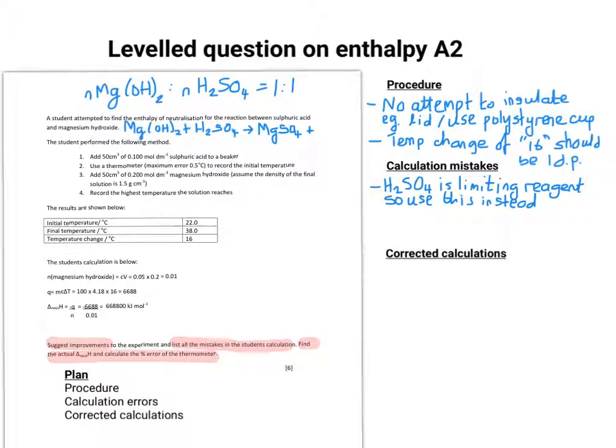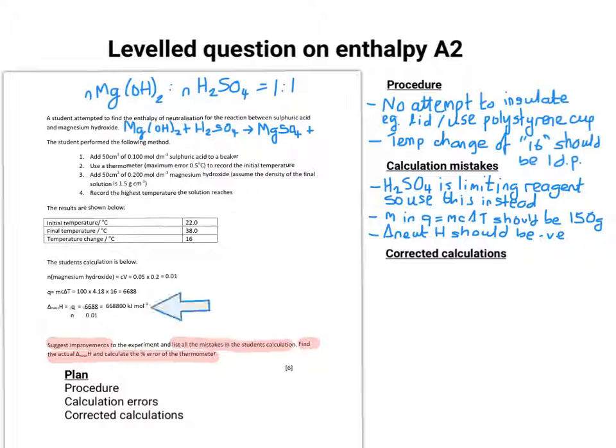The second mistake is the Q equals mc delta T calculation. Because the density of the final solution is 1.5 grams per centimetre cubed, and we had 100 centimetres cubed of it, we needed 150 grams, not 100 grams, as I've indicated with the arrow. Now looking at the value for delta newt H, it should be negative because the reaction is exothermic. I'm just going to move my corrected calculations section down a little bit.